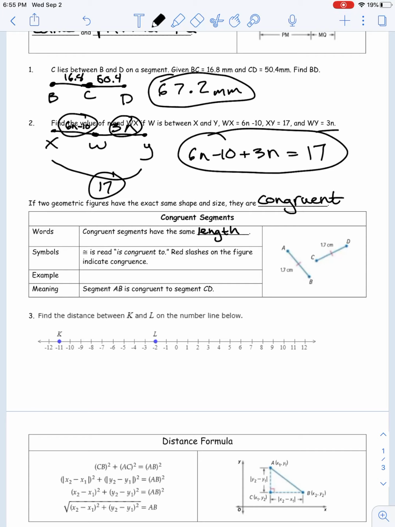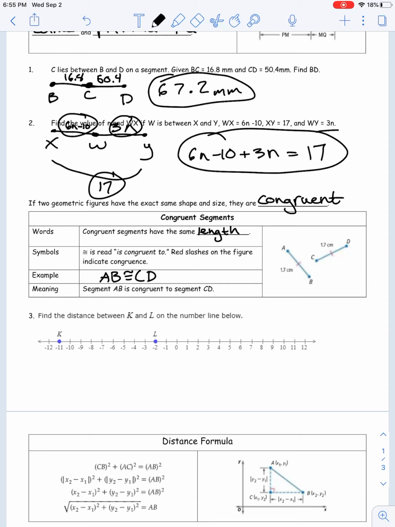Red slashes on the figure, they don't have to be red, but something like this and this show congruence. They're just like tick marks. I like to call them tick marks, but I don't know if they have a real name. Example: AB is congruent to CD. That's how I would write that. AB is congruent to CD.